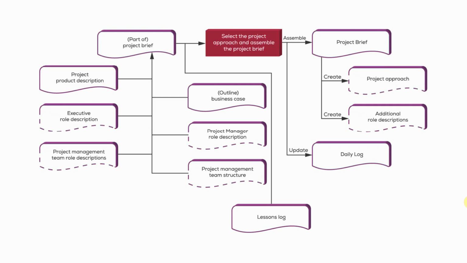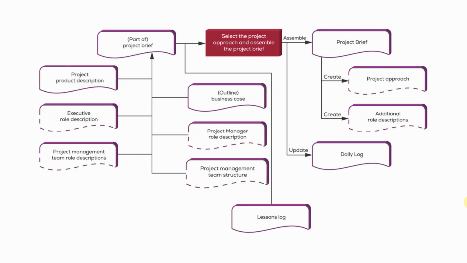But essentially, the project brief needs to answer some very big questions. It needs to answer why are we going to do the project, what are we going to build, who is going to build it, and how are they going to build it. And so why are we doing the project? Well, the project brief will include the outline business case. What are we going to build? The project product description defines what.